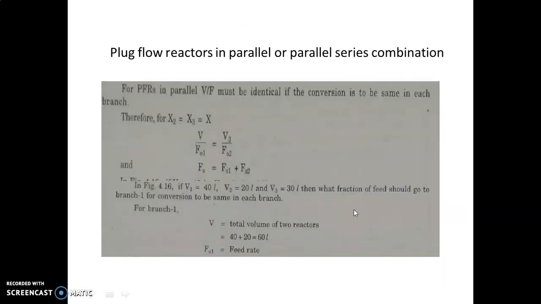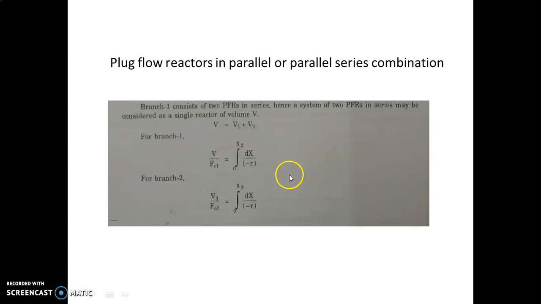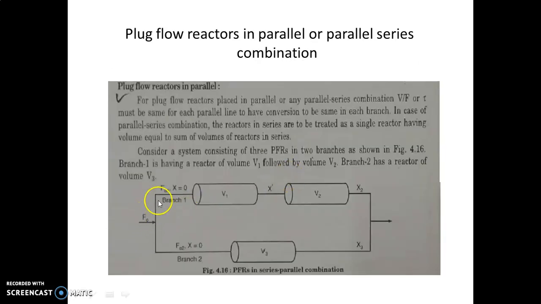So from that we can conclude that x2 is equal to x3 is equal to x. So therefore, from this above conclusion, we can write V1 by F01 is equal to V3 upon F02. That means the volume to molar feed rate ratio must be the same because the conversion is the same. And we know that F0, that means the initial molar flow rate, is equal to F01 plus F02.